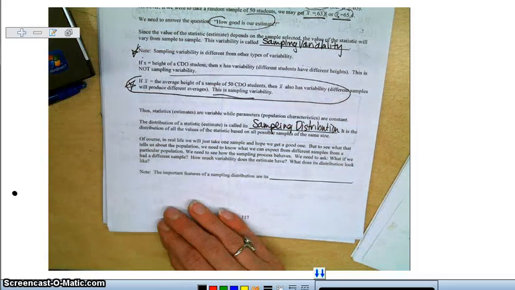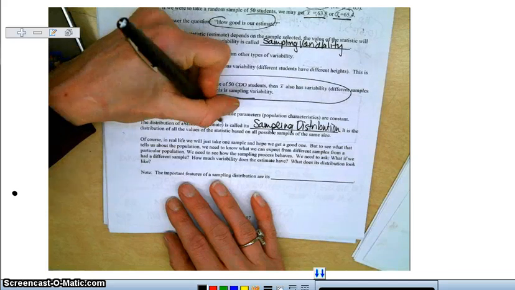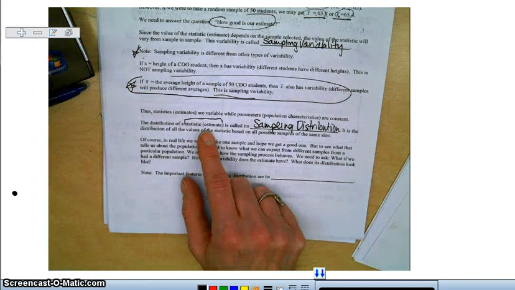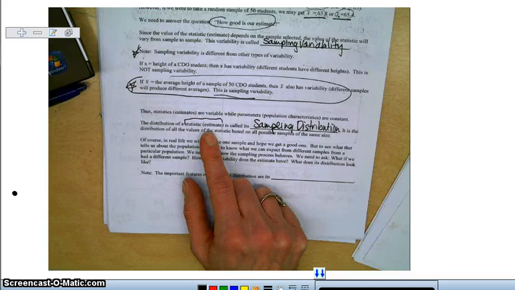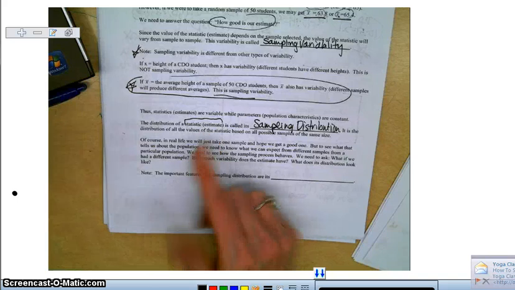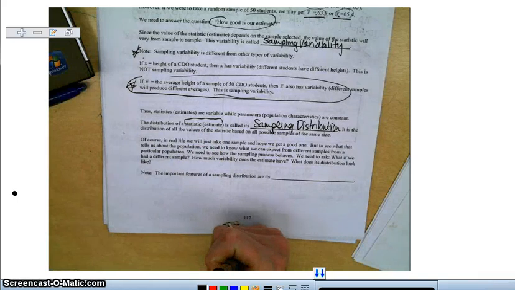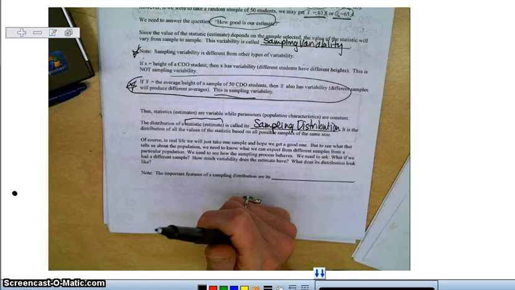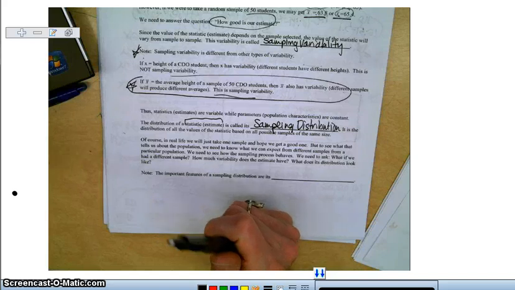Okay, so there's lots of different statistics. We could find the mean, that's one we talk about a lot. The sampling distribution of the sample mean: I could get different samples of size 10 and find the mean of all of those, and that would be the sampling distribution of the mean.